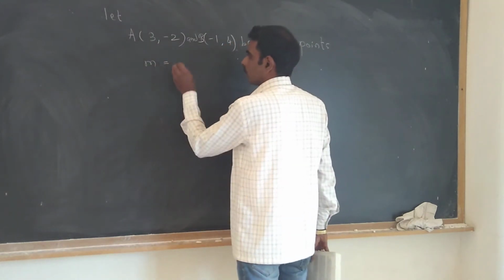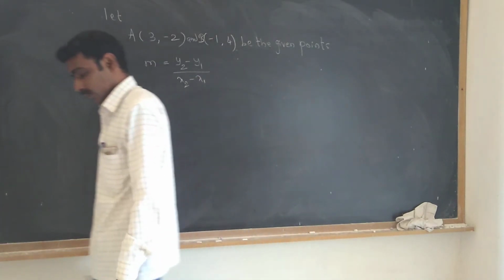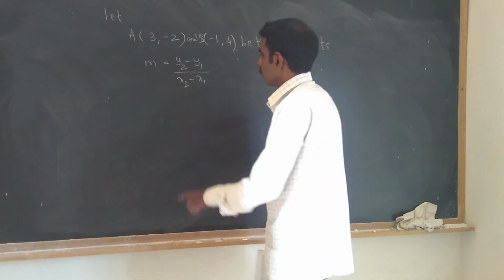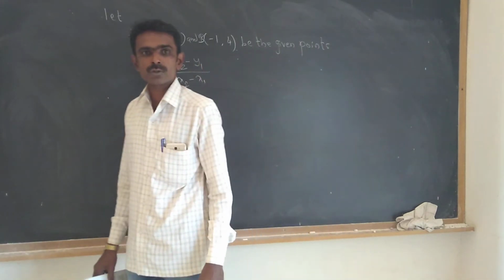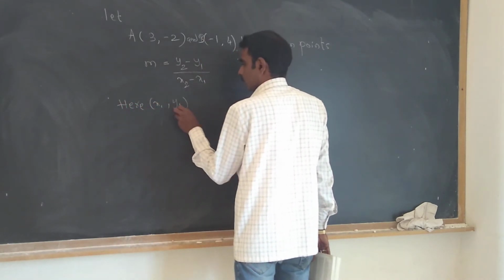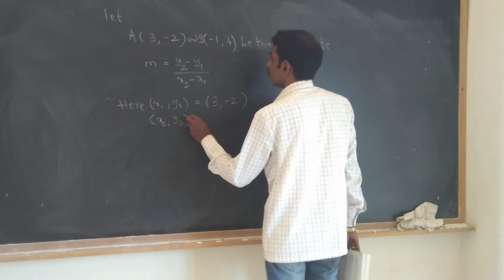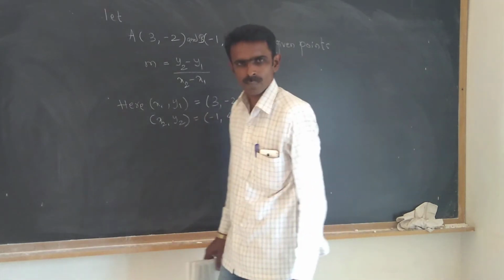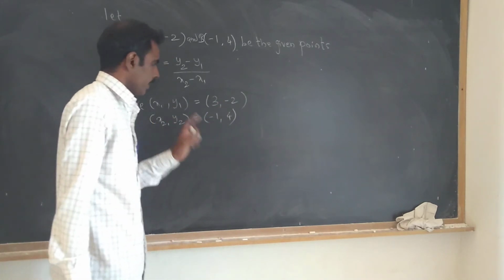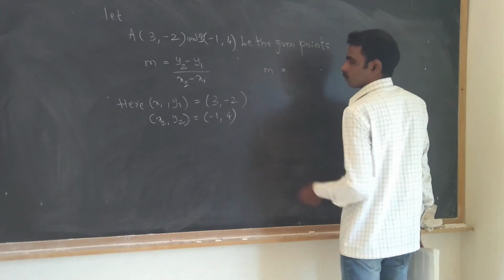So here m is equal to y2 minus y1 divided by x2 minus x1. We know that the slope of the line is given by m equals y2 minus y1 divided by x2 minus x1. So here x1, y1 will be equal to (3, -2), and x2, y2 will be equal to (-1, 4).